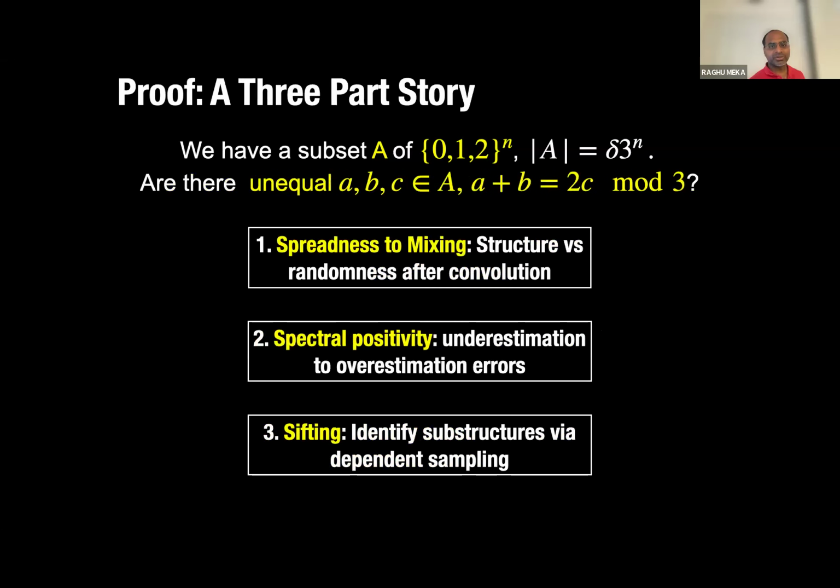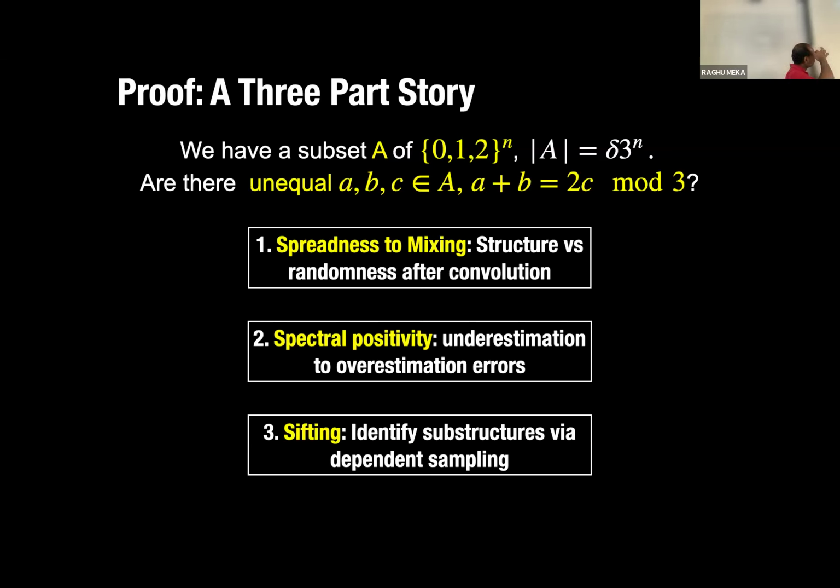So that's kind of what we're going to talk about. And the proof over finite fields has 3 parts, right? So again, just a reminder, we have a subset A of F3 to the n, {0, 1, 2} to the n. It has delta fraction of the elements. We want to understand at what delta you are guaranteed to have solutions to A plus B equals C.